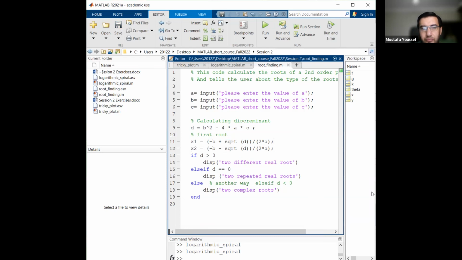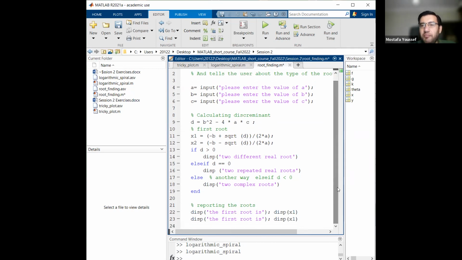Now I can report them. Maybe you can report them at the end after you have displayed one of these messages. Remember, the user will only see one of these messages, will not see all of them, depending on which branch of the if statement has been satisfied. Then I can put a comment here reporting the roots. For example, I can say display the first root is, semicolon. I can display the variable x1. And similarly, I can do the same thing for the second root here.